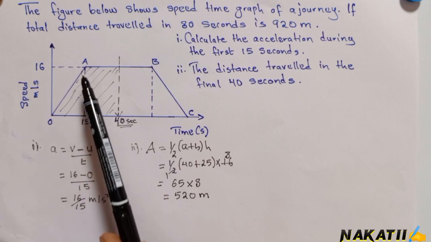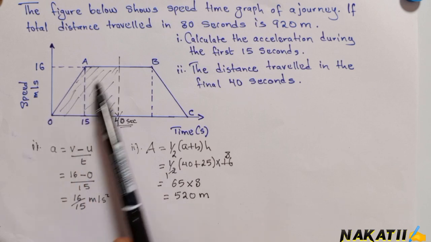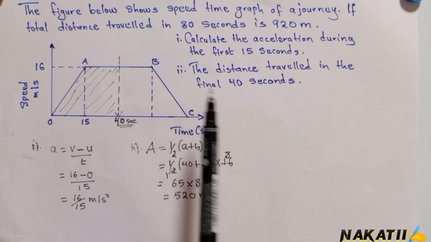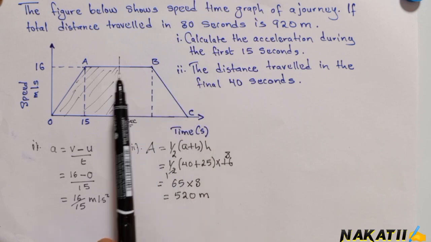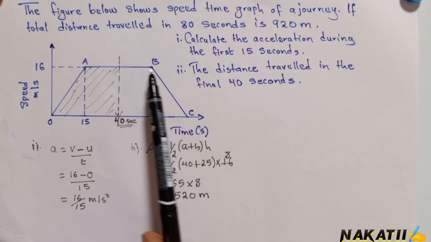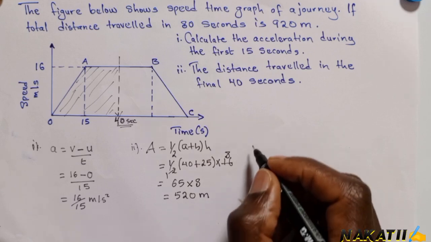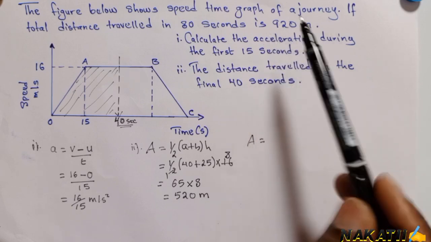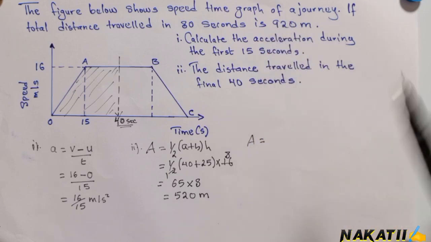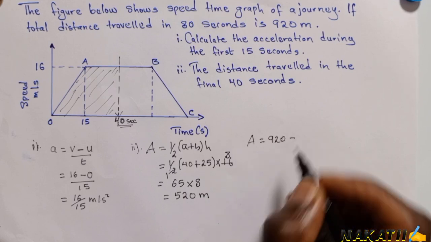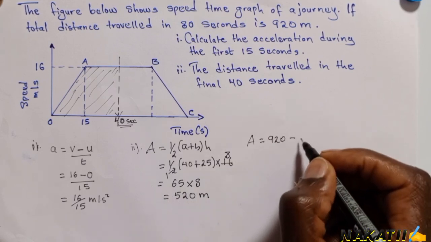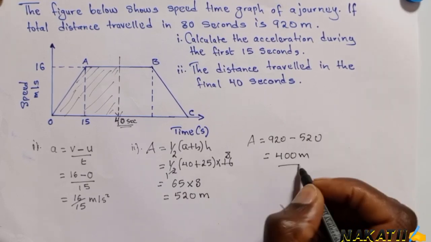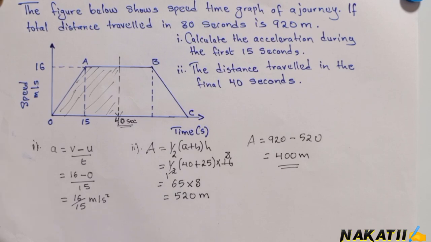This is the distance traveled in the first 40 seconds, the area of the shaded part. Therefore, to get the distance traveled in the final 40 seconds, it is the area of the unshaded part of this figure. So the distance traveled in the final 40 seconds will be the total distance, which is given as 920, minus the distance traveled in the first 40 seconds, which is 520. We get the answer as 400 meters. This is the distance traveled in the final 40 seconds.